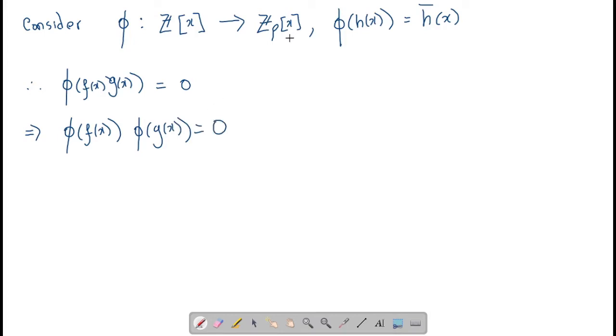equals 0. Now, since Zp is an integral domain, Zpx is also an integral domain, which tells us that either phi of f of x is equal to 0 or phi of g of x is equal to 0. Say without loss of generality, we assume that phi of f of x is 0.